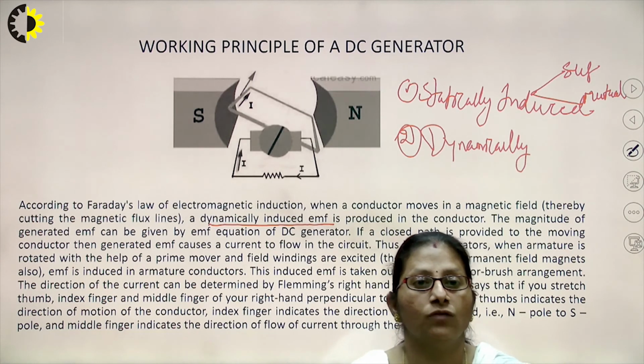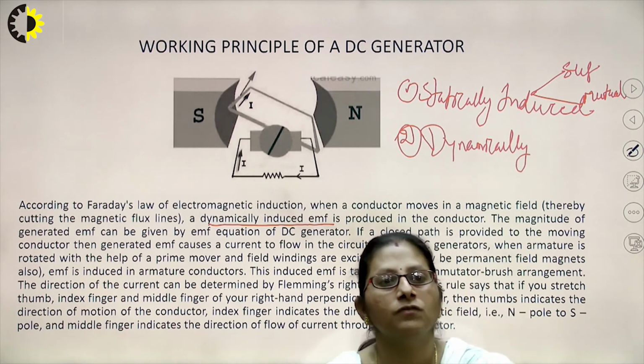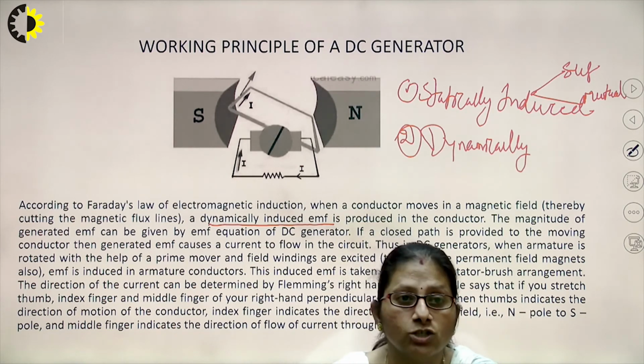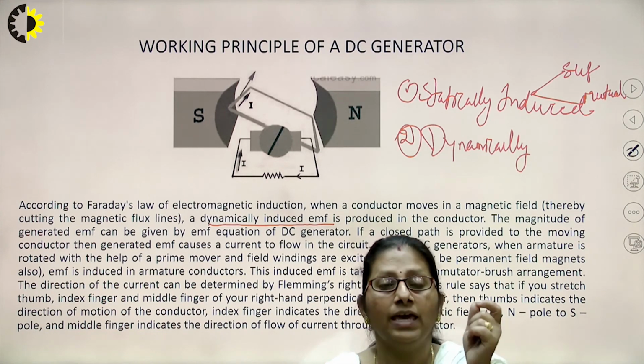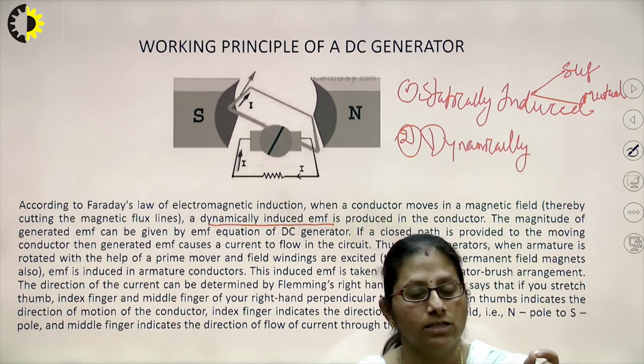What is the function of the commutator? We have seen that due to this method, the EMF induced in the armature winding would be of what nature? AC. What will be the magnitude? BLV sin theta. The induced EMF has to be BLV sin theta. What is this B?